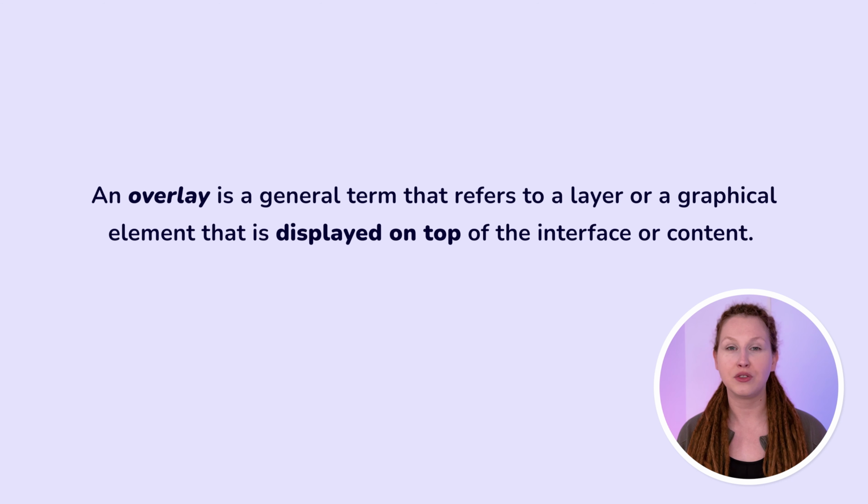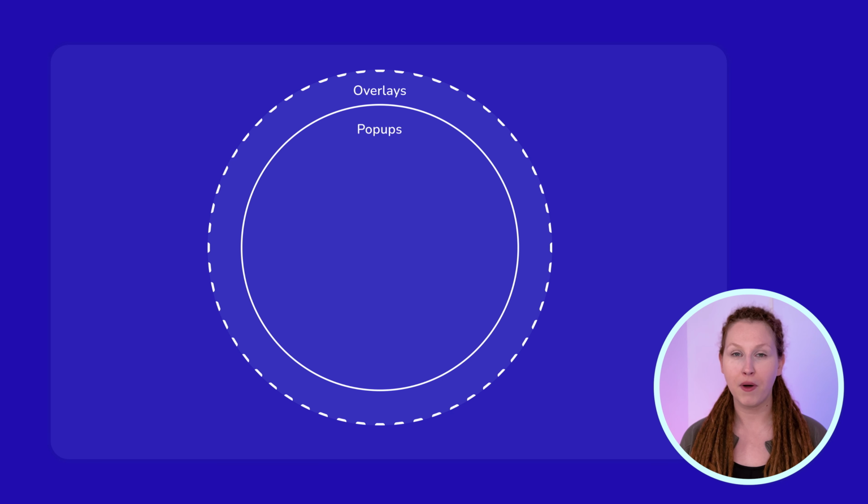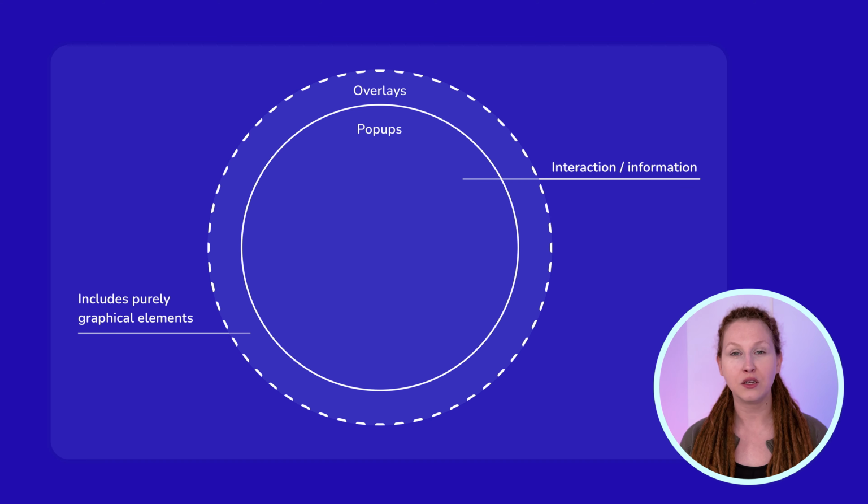As I mentioned, pop-ups are included in the group called overlays. An overlay is a general term that refers to a layer or a graphical element that is displayed on top of the interface or content. To visualize it, let's start building our graph. We have overlays as a general term, and then we have pop-ups as a group inside of it. The main difference is that pop-ups serve a purpose of enabling interaction or providing information, whereas overlays include also purely graphical elements.